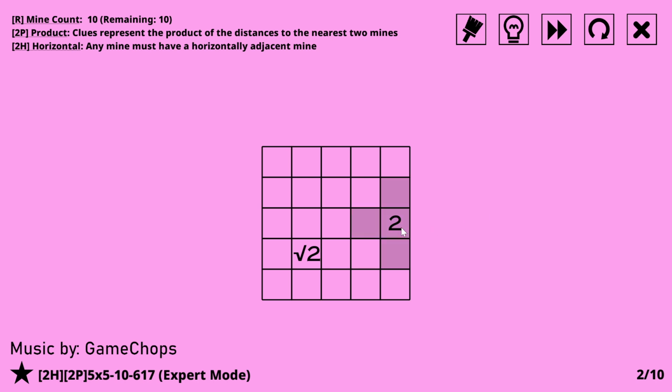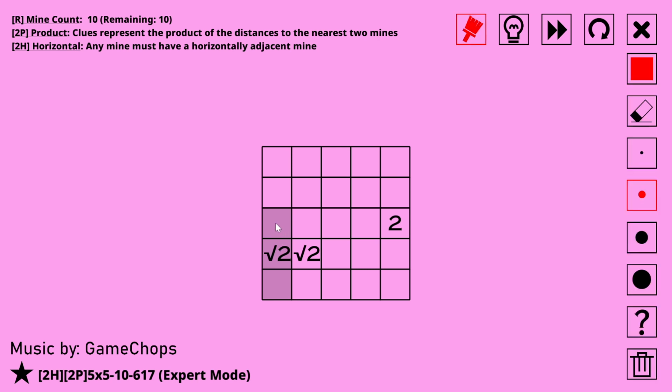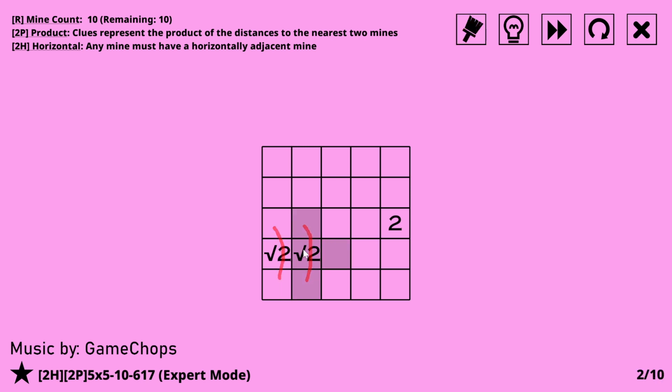Let's see. Root 2 is always a 1 times root 2, I think. That's the only way it works. Which means, by regular horizontal, we already know there can't be a mine there. That's not a root 2. And another root 2 means one of those is a mine, and one of those is a mine, because there's one that's 1 away and one that's root 2 away. That will fulfill this root 2. Wherever this mine is will fulfill the root 2's 1, which means that this can't be a mine.